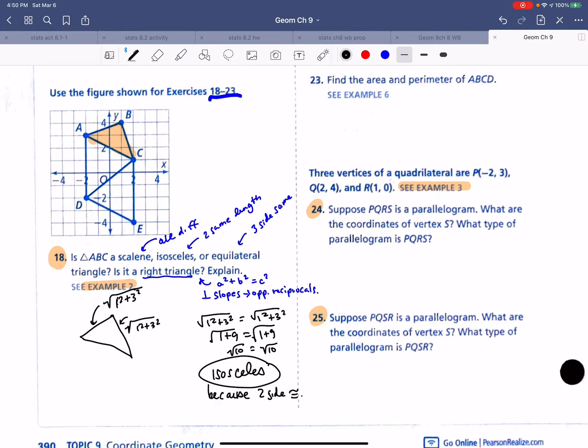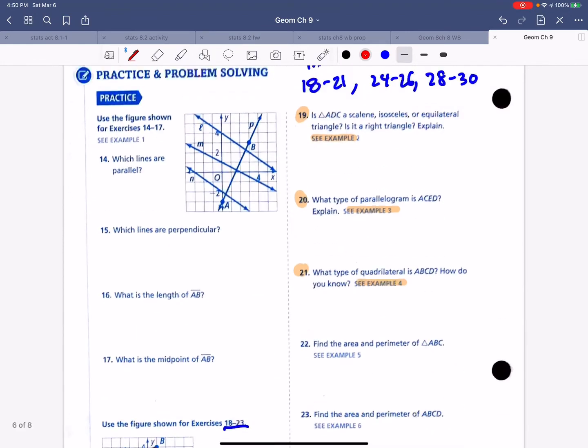All right, is it a right triangle? The only angle that looks right is angle B. So let's check that. When I think about the slope, the slope of AB is, I went up 1 over 3. The slope of BC is, I went down 3 over 1. So I have to say, yes, it is a right triangle because these are opposite reciprocals. Nice work.